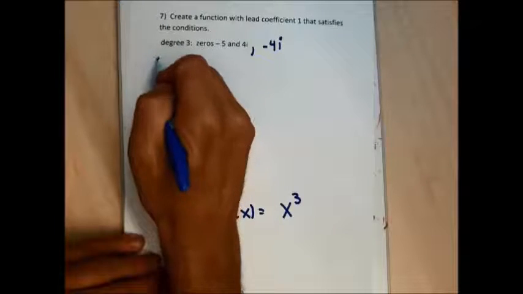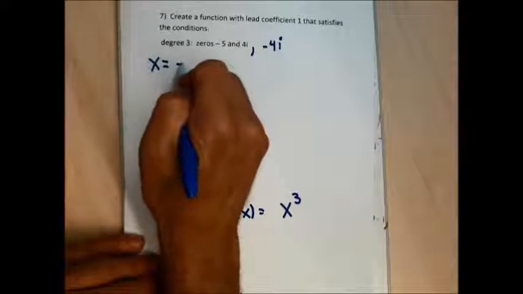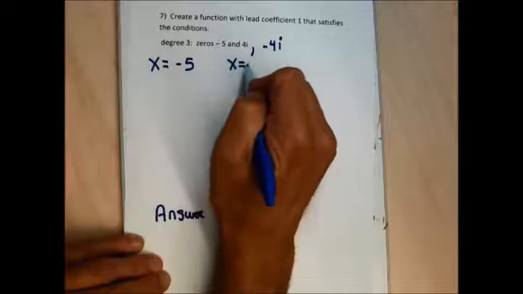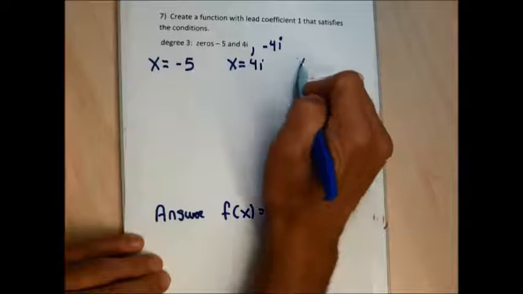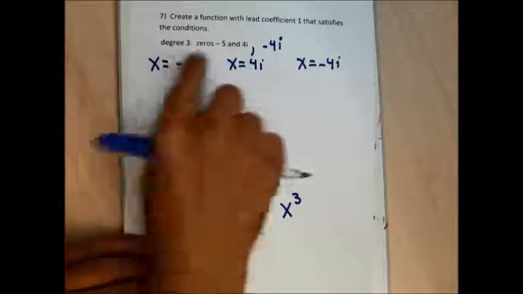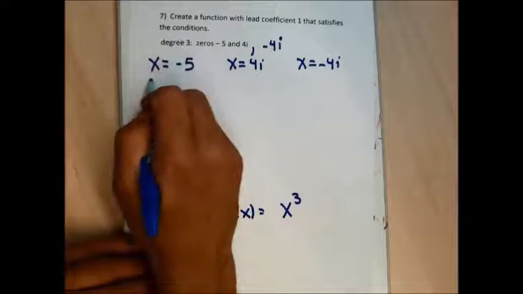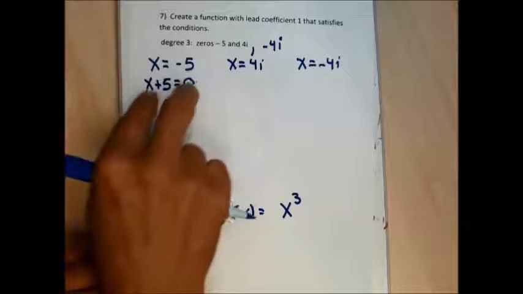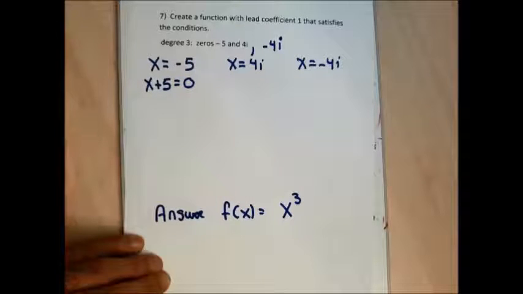Now I'm going to create the equations that would have created those zeros. So x equal to negative 5, x equal to 4i, and x equal to minus 4i are the equations that would have created those zeros. For this one, I'll add 5 to both sides, and x plus 5 equal to 0 would have been the step before I got x equal to negative 5.